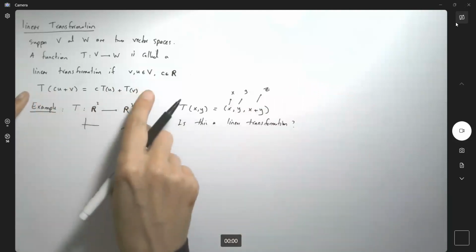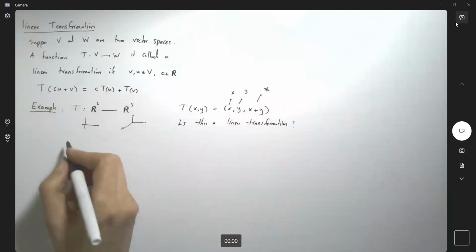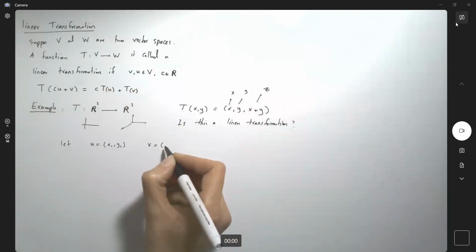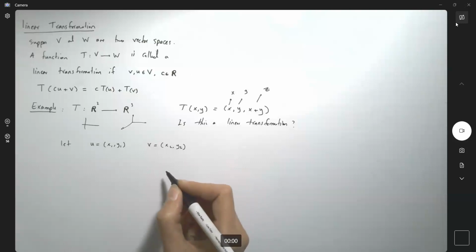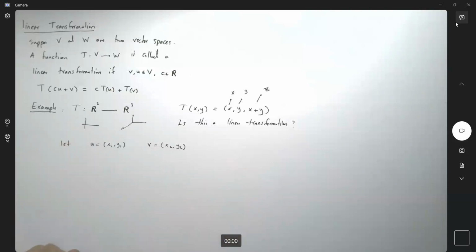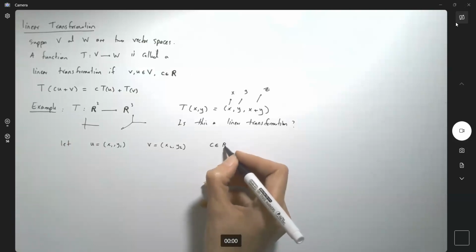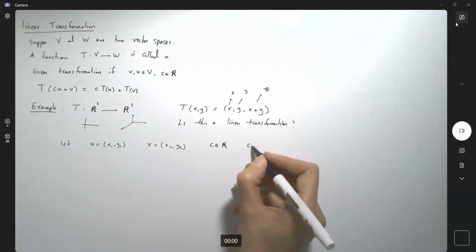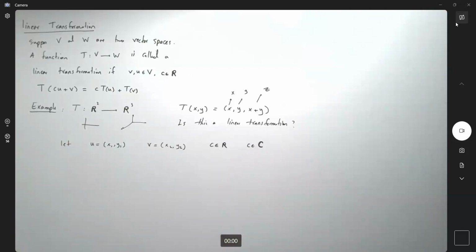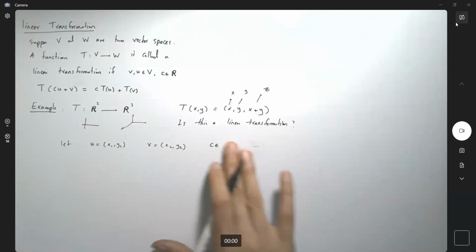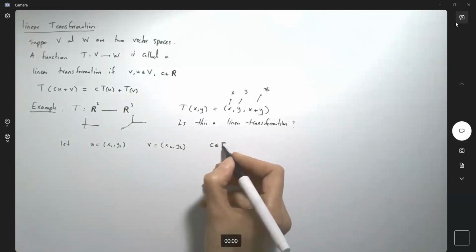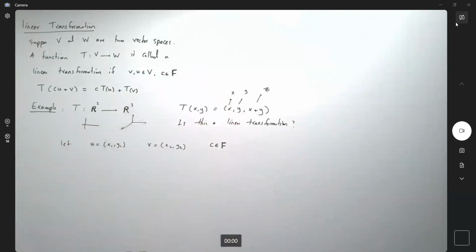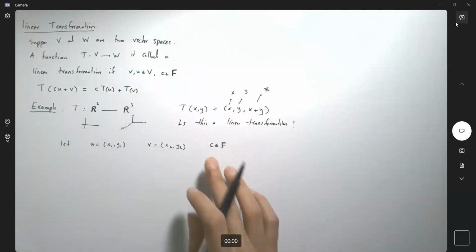Well, we need to check to see if this satisfies the relation or not. So let us take u to be (x1, y1) and v to be (x2, y2), both of them in the plane. c is just a scalar, any number. Later on, you can change this field to be, for example, the complex numbers as well. So in general, you can say that c belongs to a field F, and you can generally change this to any field F. If you feel comfortable, you can keep it as real numbers, but in general, you can use the field.